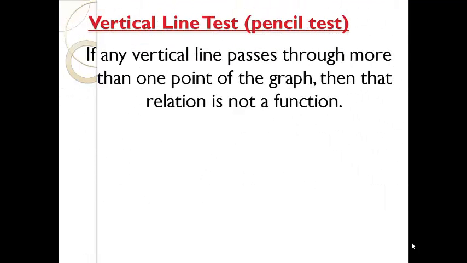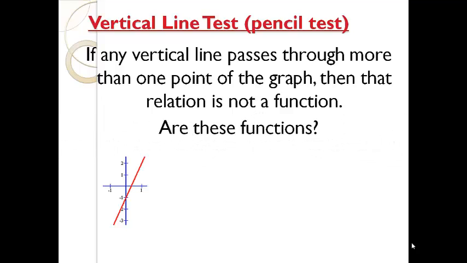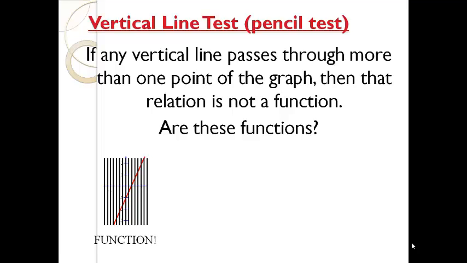Now, graphically, if you have a relation that's given to you graphically, you use something called the vertical line test to help you decide whether or not it's a function. So what you want to think about is if any vertical line passes through more than one point of the graph, then that relation is not a function. So here are some pictures. Is this a function? Imagine drawing vertical lines. There's all the vertical lines. Every vertical line only hits the red function line one time. Therefore, yes, it is a function.